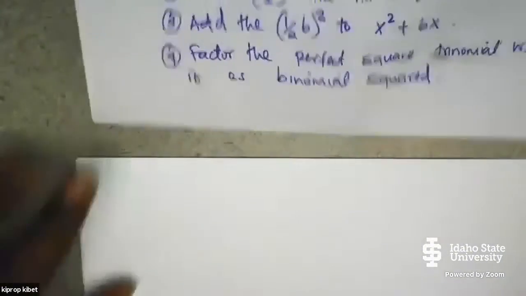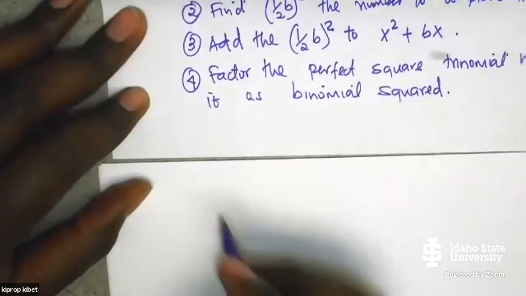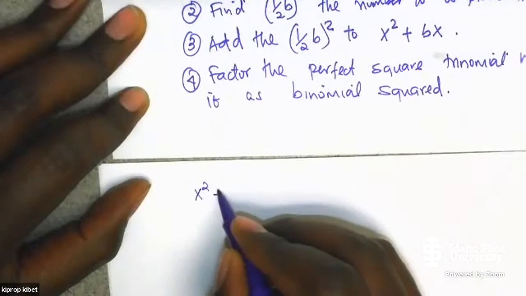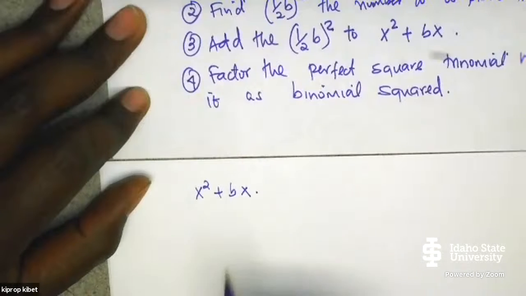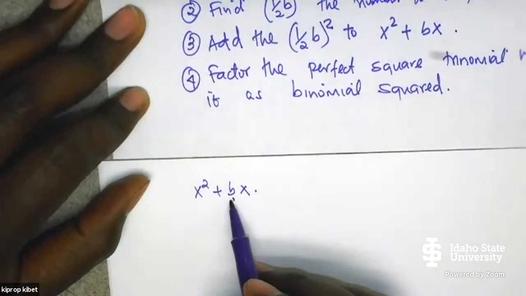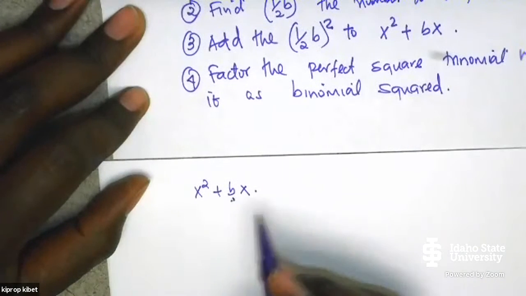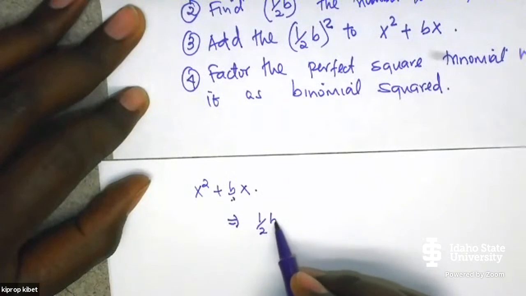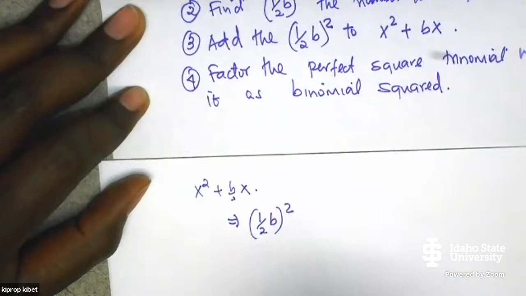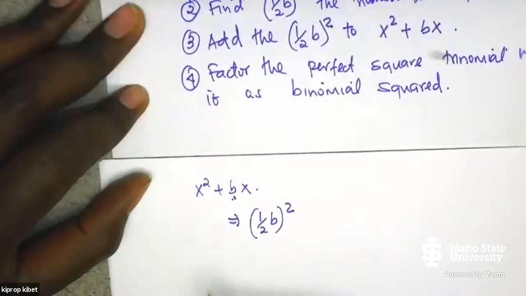So what does it mean? If we have our x squared plus bx here, then we identify our b. Then we take half of b and square it. After doing that, we come and add it here: x squared plus bx plus half b squared.